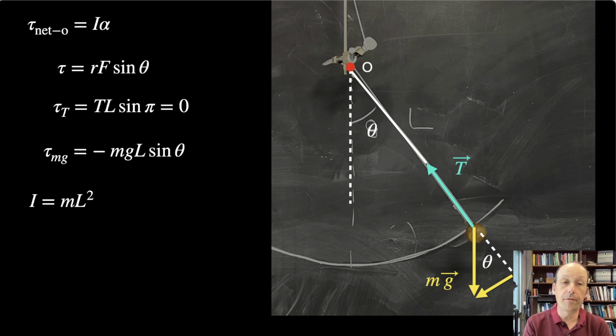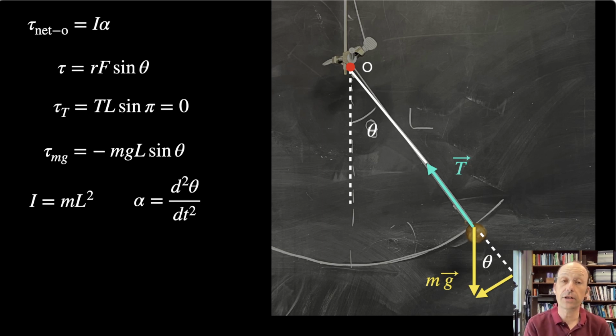What about the moment of inertia? The moment of inertia is like the rotational mass. It's how hard it is to change its rotational motion, and it depends on the mass and how far that mass is from the point of rotation. So in this case, it's just mL squared. I don't want to give a detailed calculation on how you would get that, but that's what that is.